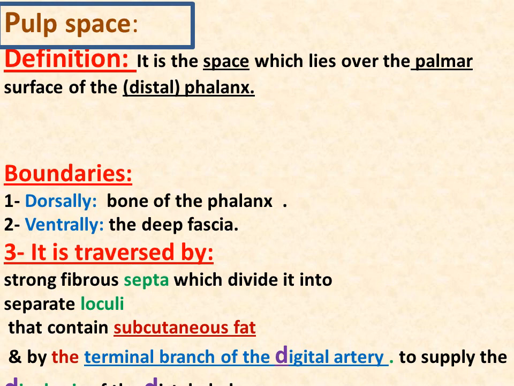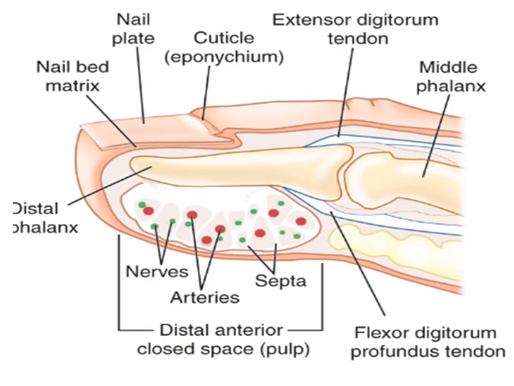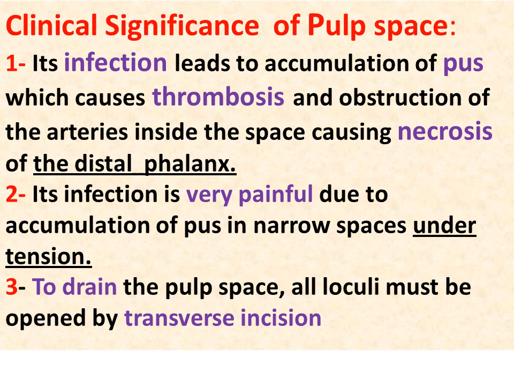So, what is the pulp space? It is a space which lies over the palmar surface of the distal phalanx. What is the boundary of this space, and what are the contents of this space? It is bounded dorsally by the phalanx and ventrally by the deep fascia, traversed by septa dividing it into many loculi containing subcutaneous fat and containing the digital artery to supply the diaphysis of the distal phalanx. Again, this is the pulp space.